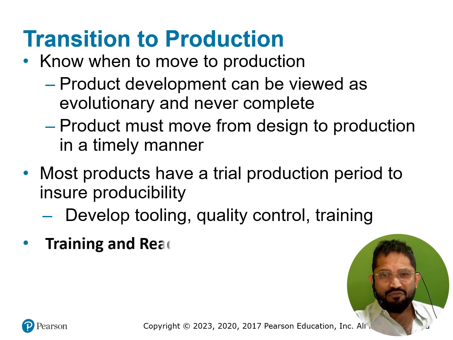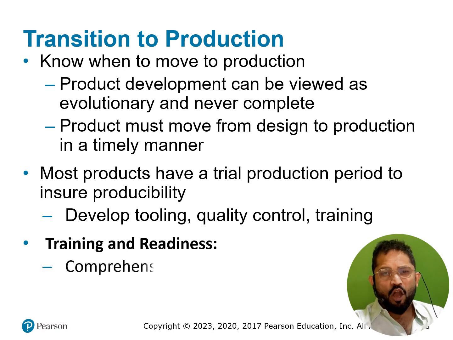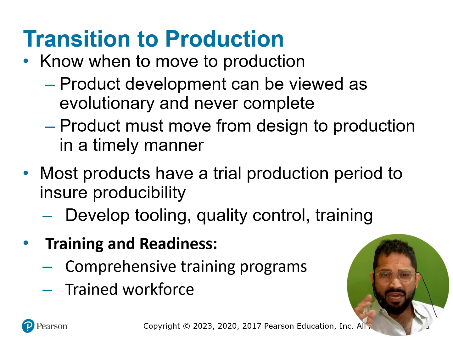Training and readiness. Comprehensive training programs should be implemented to prepare production personnel for their roles and responsibilities. Ensuring that the workforce is adequately trained and equipped with the necessary skills and knowledge is essential for successful production. Transitioning to production requires careful planning, coordination, and execution to mitigate risks and ensure the successful manufacturing of the product.